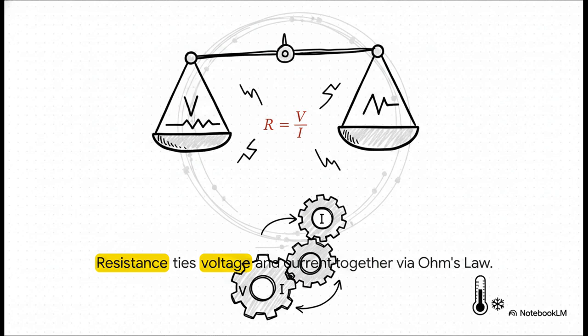Resistance is exactly equal to voltage divided by current. It's the ultimate balancing act. It shows how resistance ties our voltage and current together in a perfect ratio, provided, of course, that physical conditions, like the temperature of our wire, stay perfectly constant.